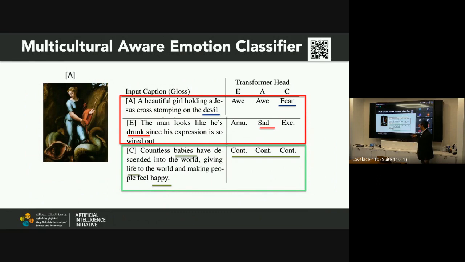If you have a transformer head that predicts the emotions from language description, you can see that the cultural agreement becomes more obvious as the model starts to pick them up. For example, when you have an image that talks about babies, you can see there is more cultural agreement. But when a picture has religious content, in this case a beautiful girl holding a Jesus cross, stomping on a devil, you can see that in English and Arabic speaking cultures it is more in awe, because those cultures tend to be more religious, and for Chinese it tends to be more devil, because maybe there's more emphasis on the devil. So this might suggest that our cultural background informs what we attend to and our emotions.